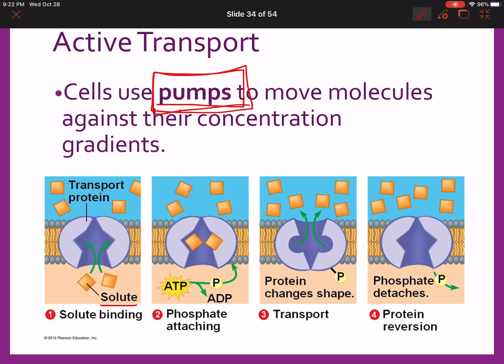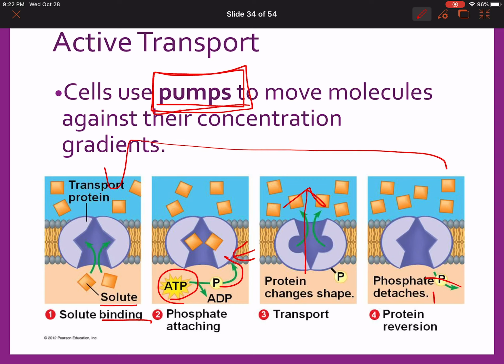So here, our solute binds. The ATP gives its phosphate, which is its energy. The molecule gets pushed across, and then we get rid of the old phosphate, get ready to do it all over again. Very simple idea.